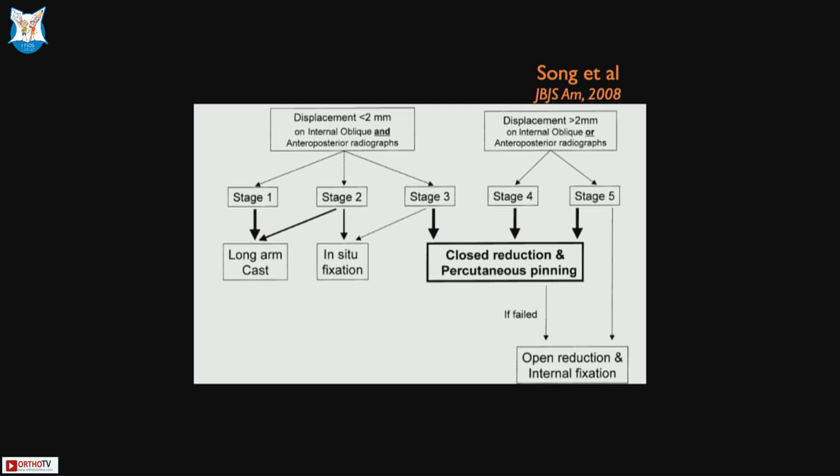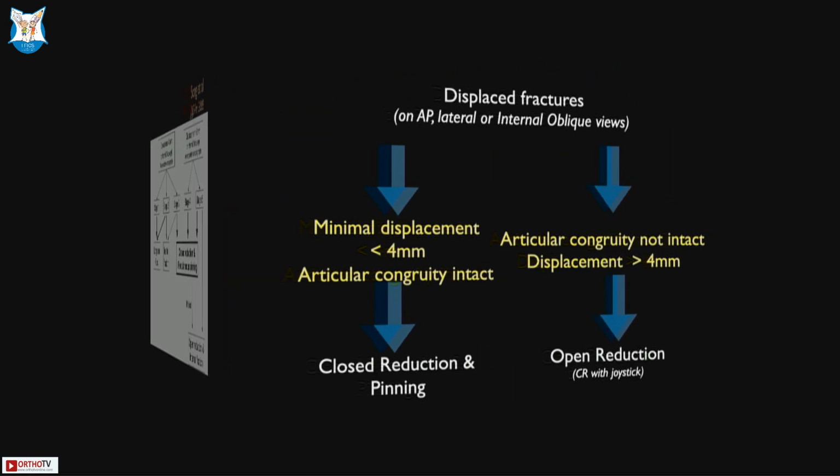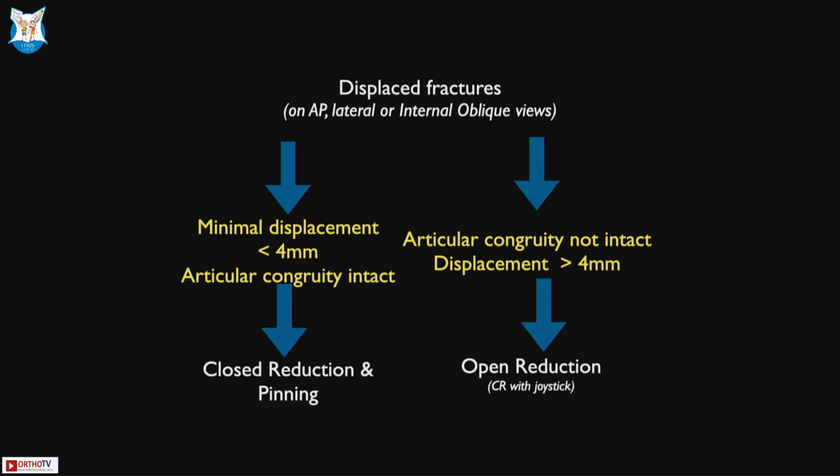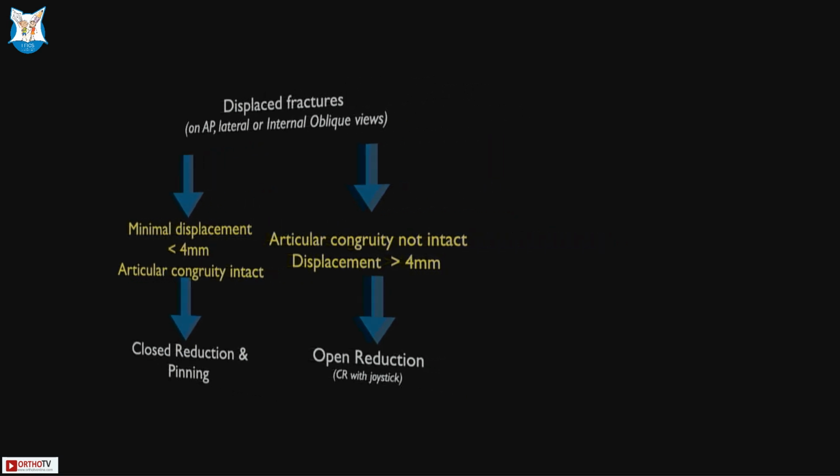At the higher stages of displacement, closed reduction and pinning can be used. Stage 5, which is rotated, I would urge you to consider open reduction and fixation. So using another classification, the same algorithm. The principle remains the same: significantly displaced, articular cartilage disrupted, go in for an open reduction.